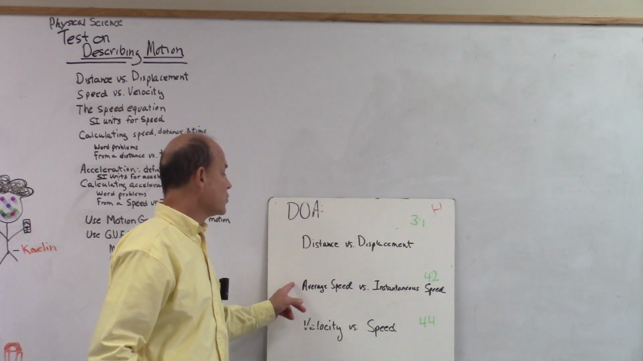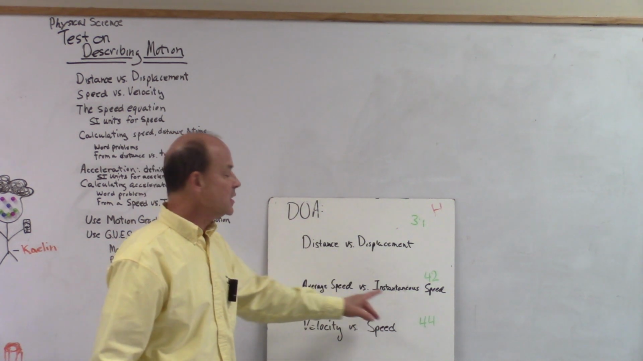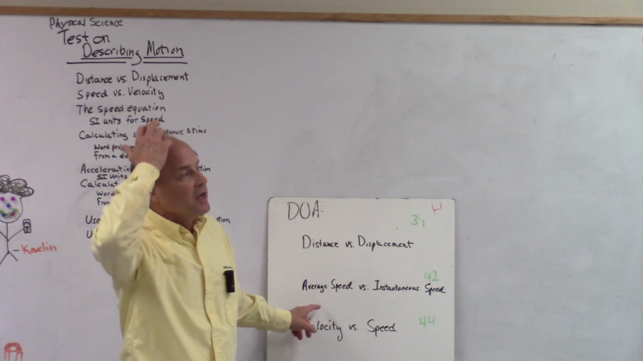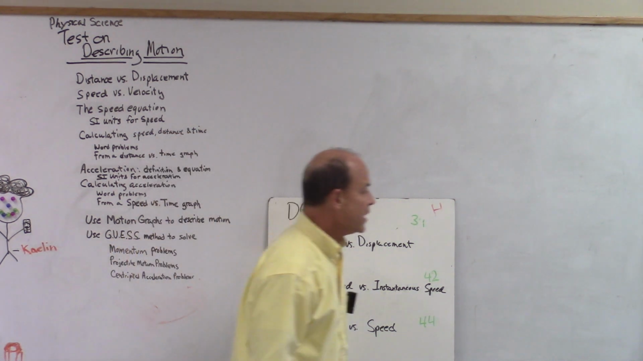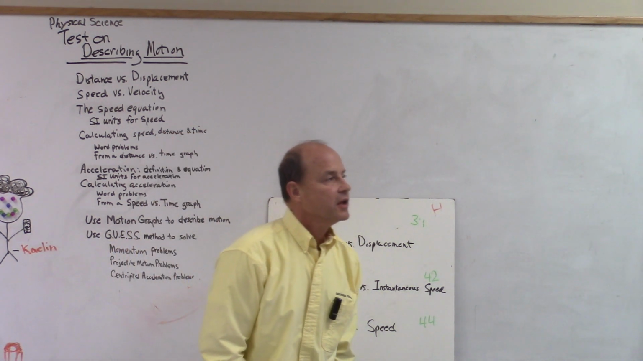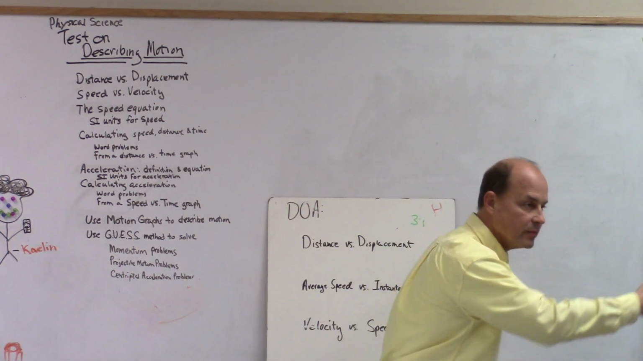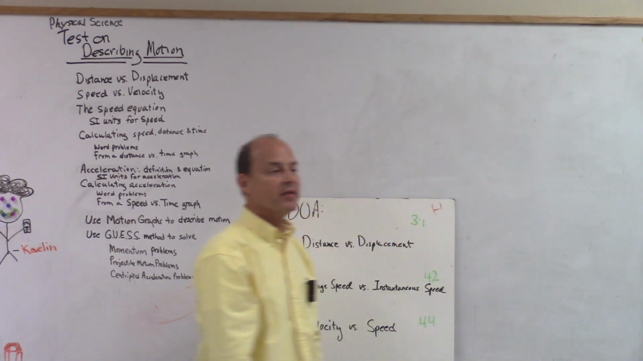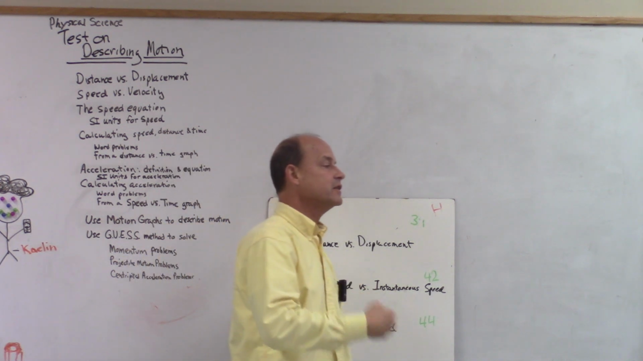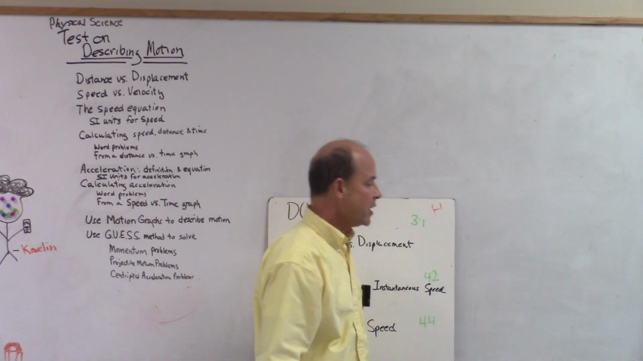We talked about the difference between average speed and instantaneous speed. Average speed is distance over time. It's the distance for the entire trip divided by the time for the entire trip. It's the entire trip, right?